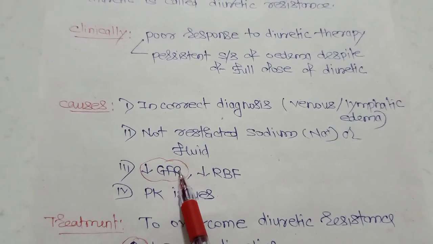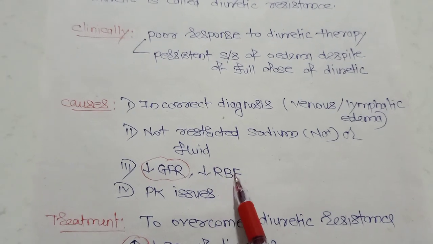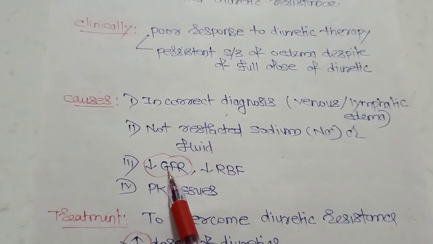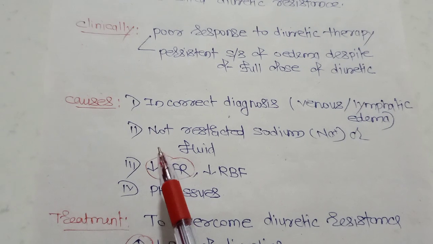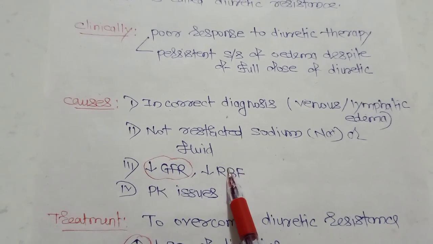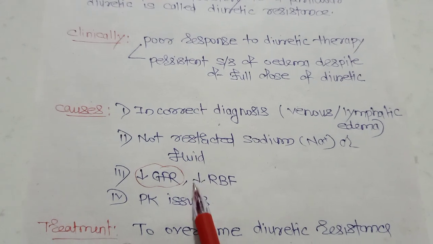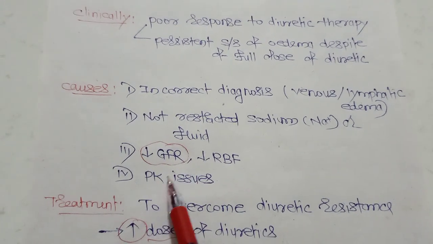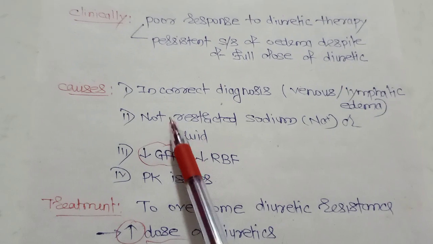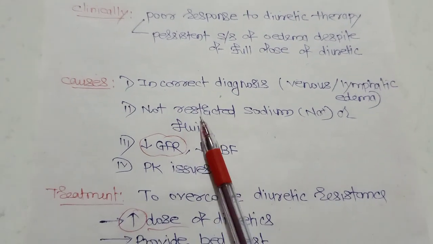Decreased glomerular filtration rate or decreased renal blood flow. These two parameters are very important. If there is decreased GFR and decreased renal blood flow, the efficacy of diuretics will decrease. Then pharmacokinetic issues of the drug. So all these are the causes of diuretic resistance.